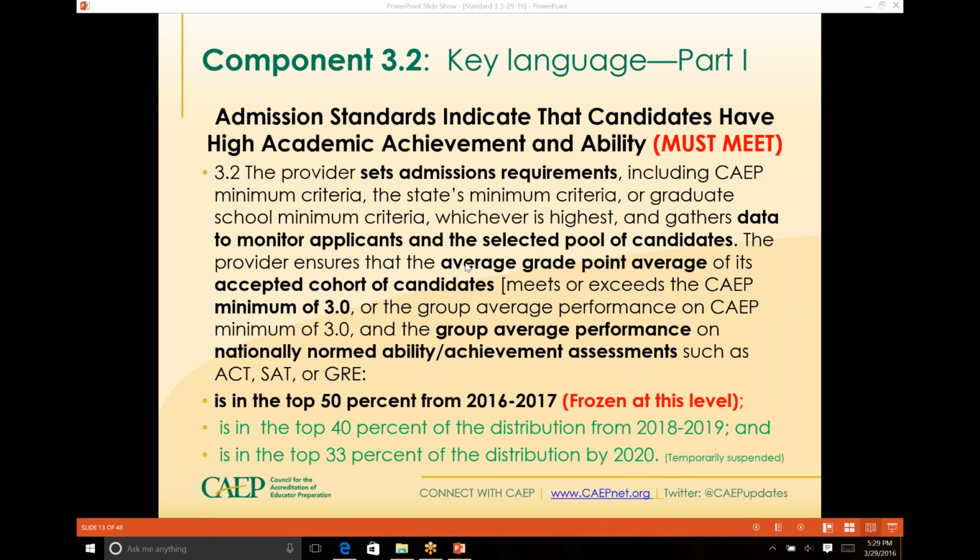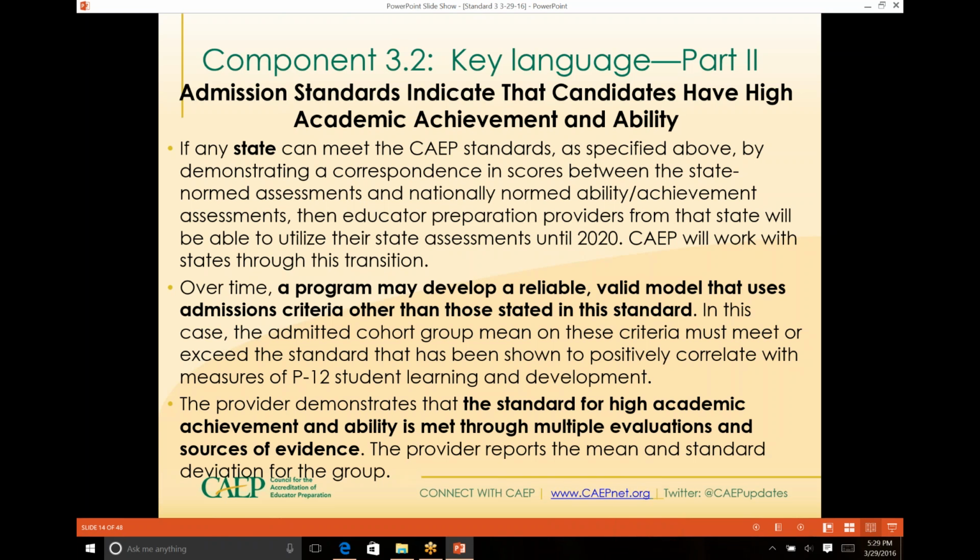And currently, until this study is complete, that I was referencing earlier, this is the point at which the standard is frozen. Okay? So you must meet at least 50% or higher as a group average in 2016-2017. All right, let's move forward on this to the next piece of information.